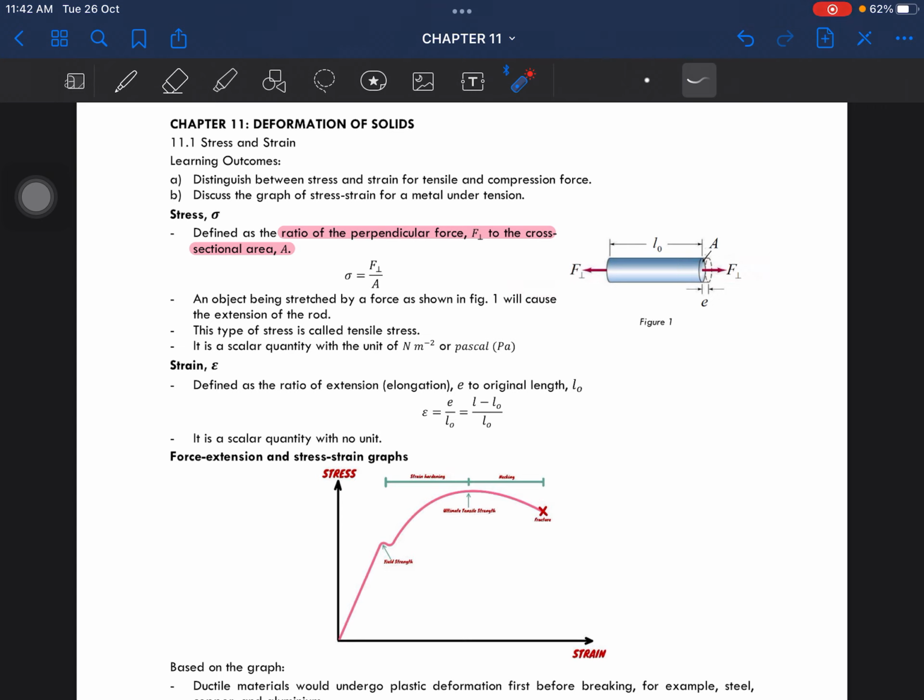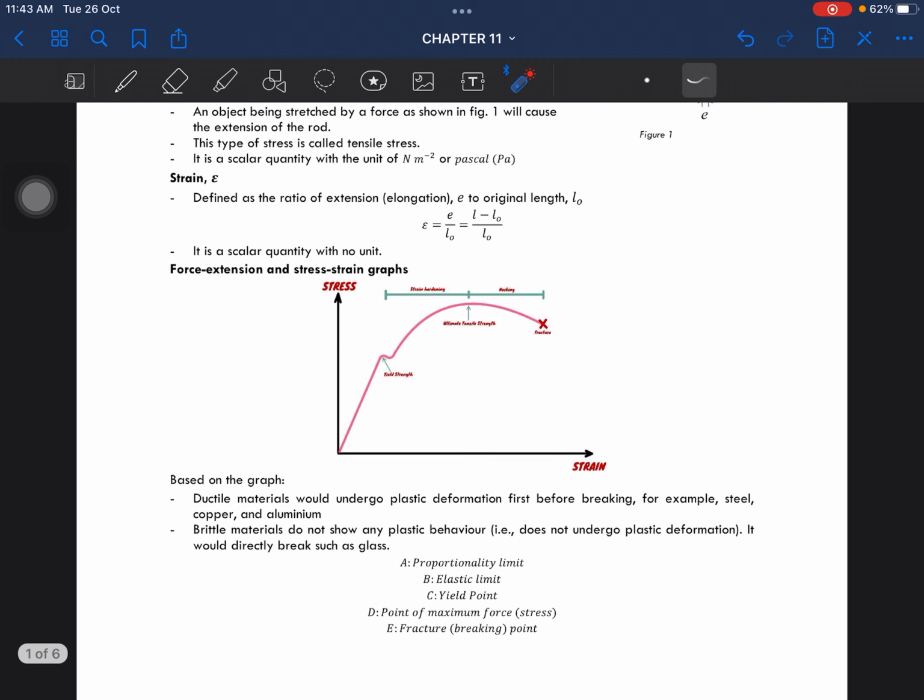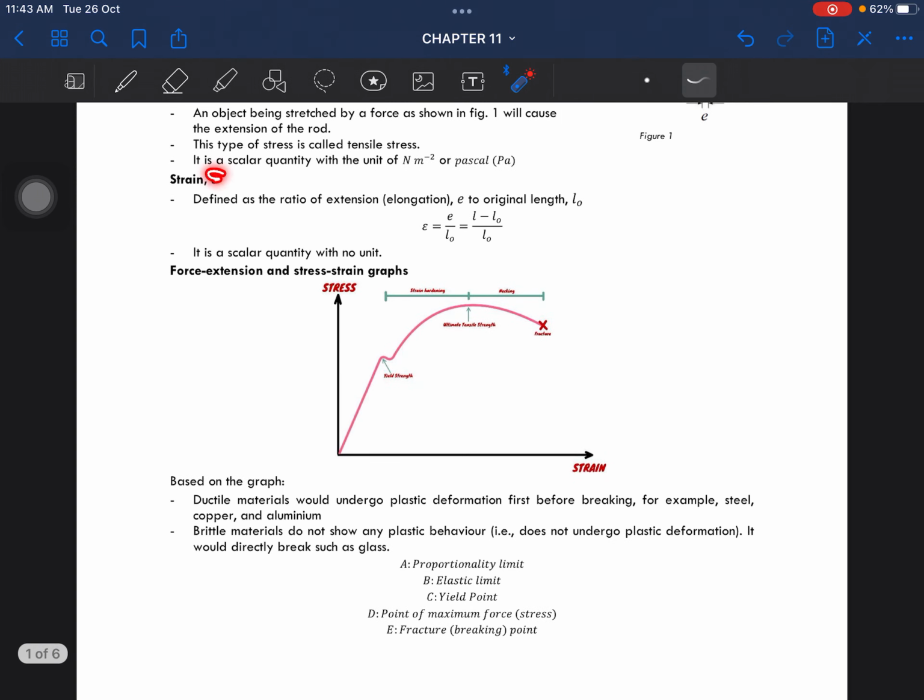Stress is a scalar quantity and it has the unit of Newton per meter square, or Pascal. And then strain, this is epsilon. It is defined as the ratio of extension, or elongation, to the original length. It has no unit and it is a scalar quantity. Mathematically we can calculate the strain using this formula here.